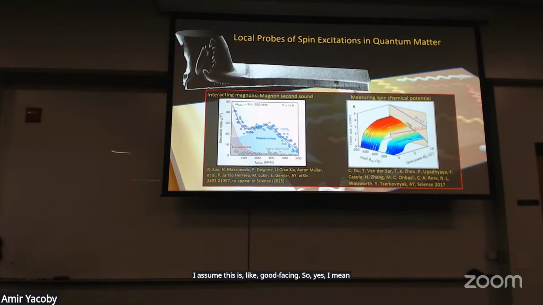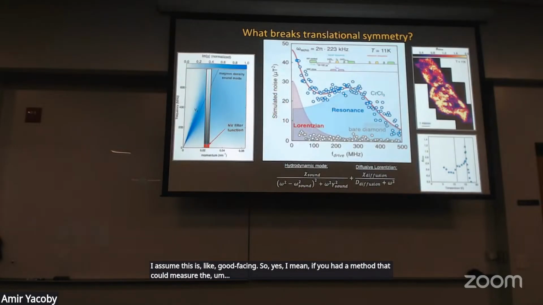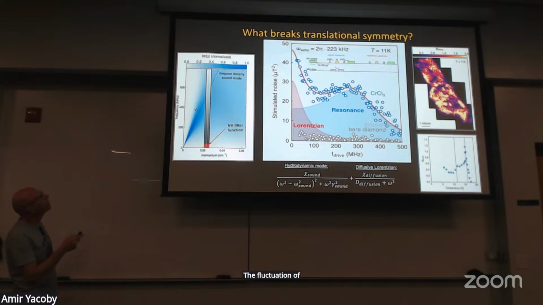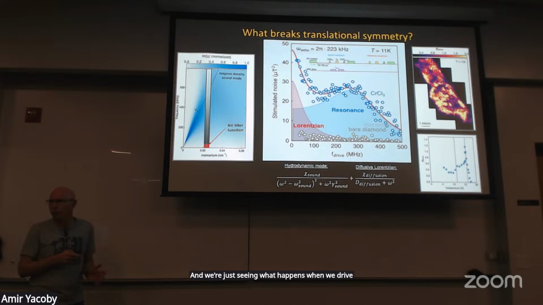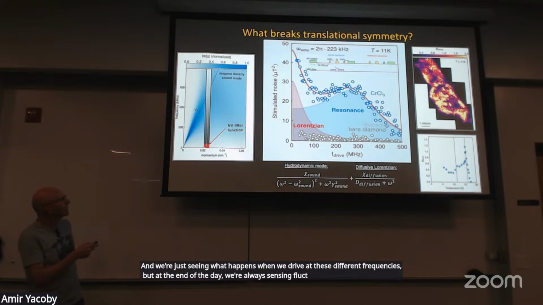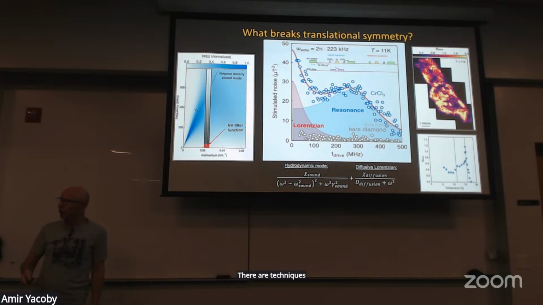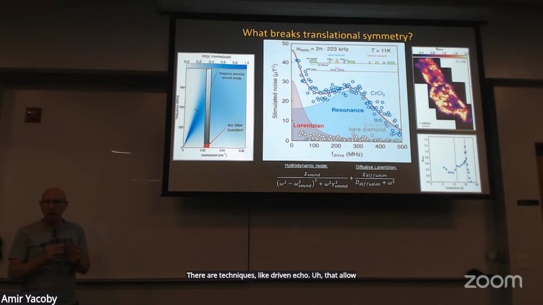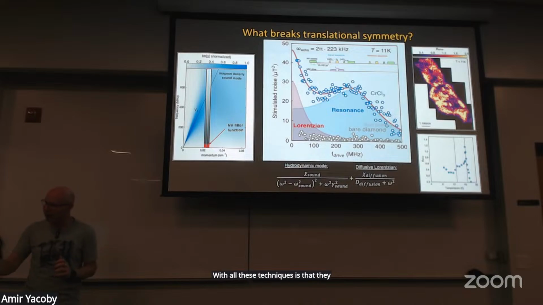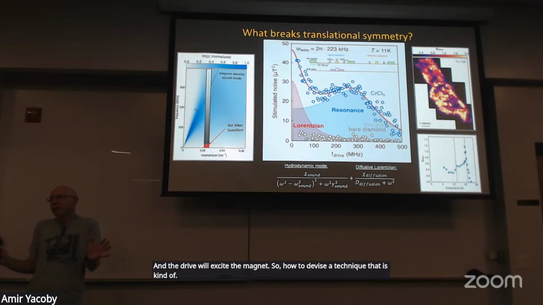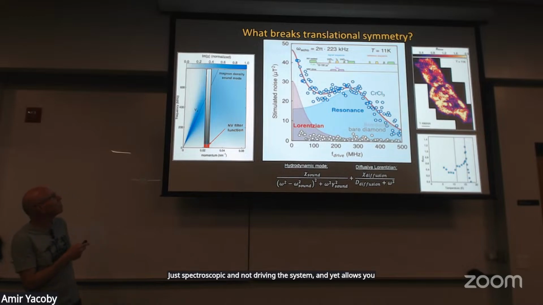So yes, I mean, if you had a method that could measure the fluctuation of the magnet in equilibrium at this frequency and this wavelength, you could do it really spectroscopically, in thermal equilibrium, right? Here, we're measuring this window, and we're just seeing what happens when we drive at these different frequencies. But at the end of the day, we're always sensing fluctuations at low frequencies and this wavelength. There are techniques like driven echo that allow you to, again, control this filter function and frequency to various frequencies. The problem with all these techniques is that they use a lot of drive, and the drive will excite the magnet. So how to devise a technique that is just spectroscopic and not driving the system, and yet allows you to choose what frequency and what wavelength you're measuring, is a challenge, but it's a good challenge to solve.